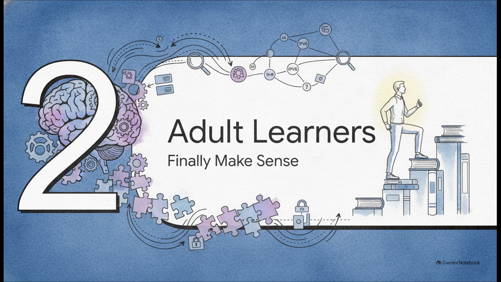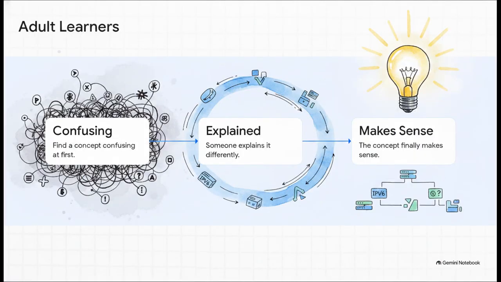Moving right along to Section 2, How Adult Learners Succeed, the Psychology of Learning. Look, struggling with a massive protocol shift at first, it is completely normal. Think about how we actually learn. Step 1 is encountering that confusing concept, which, let's be real, happens constantly with IPv6. Step 2 is seeing it explained differently. And then Step 3 is that incredible breakthrough light bulb moment where it finally just clicks. This series is built to intentionally trigger that second step over and over again.